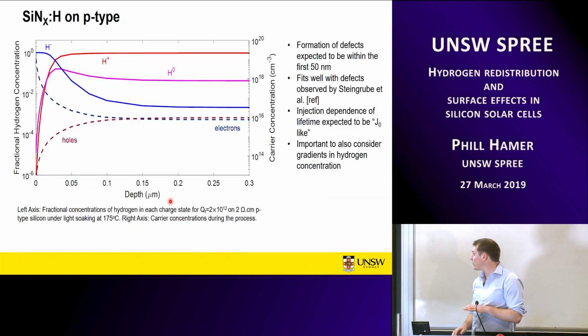I should put a caveat on this. We also have to consider gradients in hydrogen concentration. Because we expect this hydrogen redistribution and a build-up of interstitial hydrogen near the surface and less in the bulk, that region is actually going to be even more exacerbated. The hydrogen products will be even higher there compared to the bulk region for the formation of these defects.